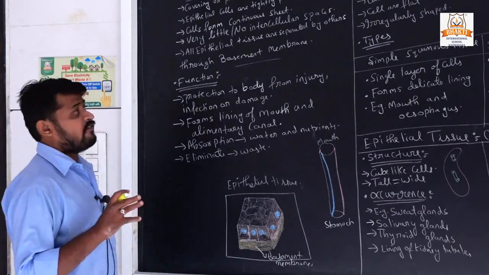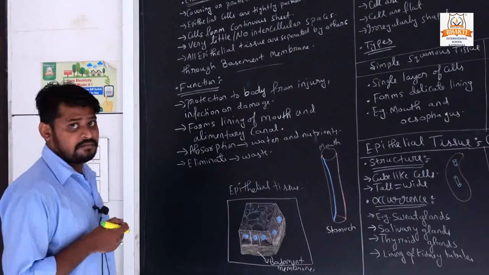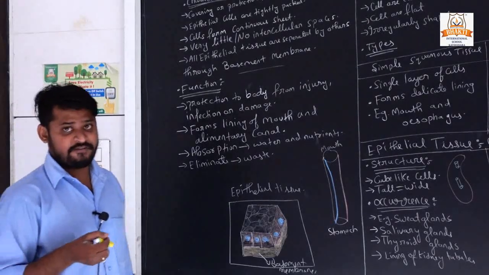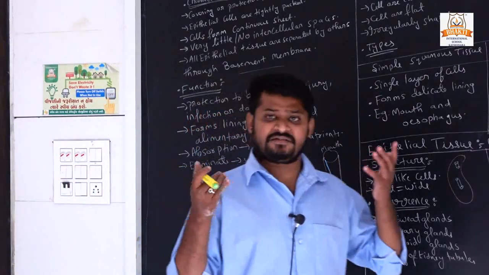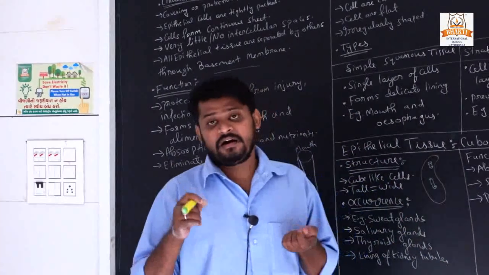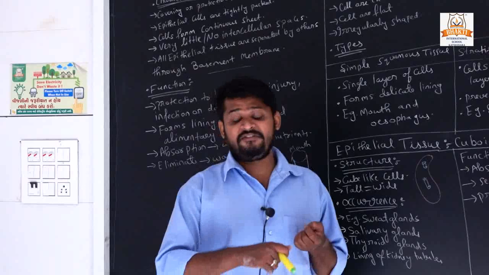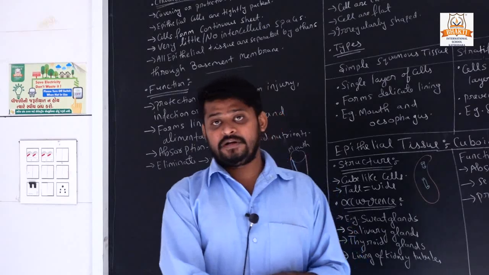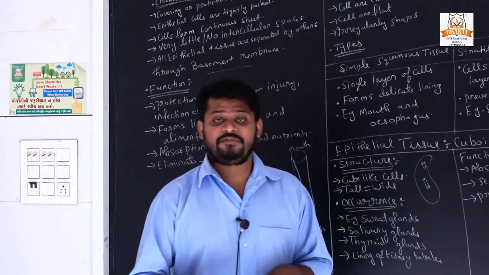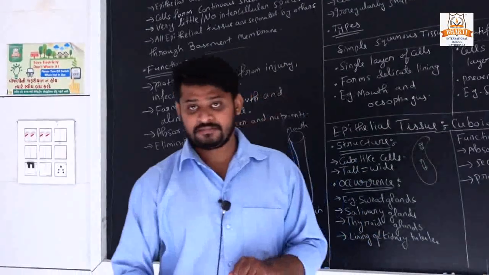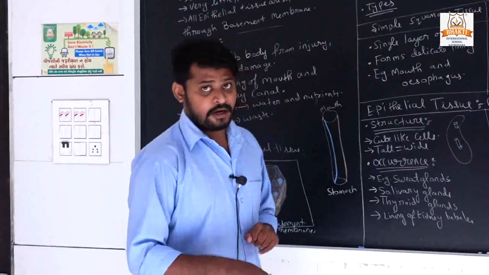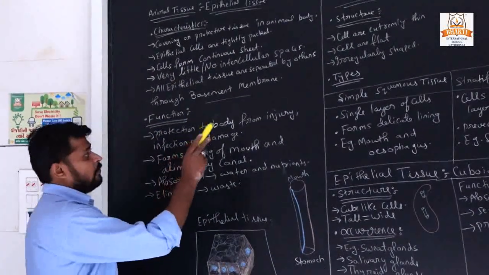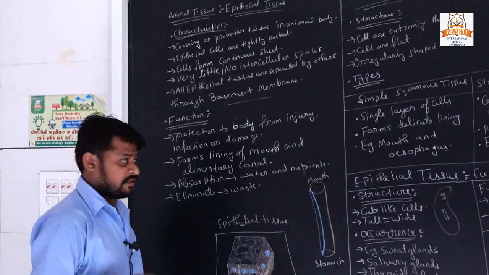What is the function of epithelial tissue in the animal body? It protects the body from injury, infection or damage. Human beings are also animals, and we all know that if any injury or cut happens on our skin, then after some time it fills the injury or the cut by itself. Why? Because of the presence of epithelial tissue, because it protects the body from injury, infections and damage.